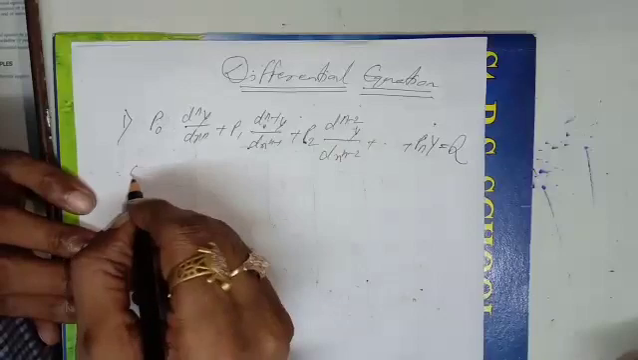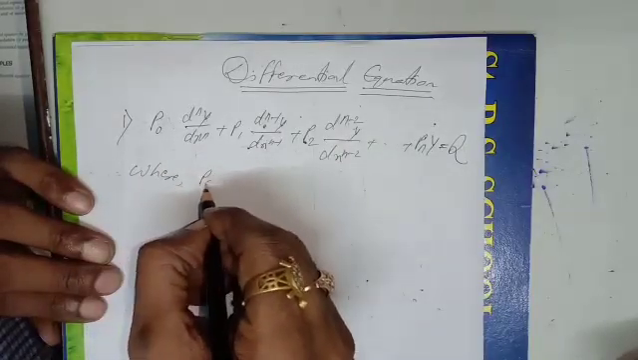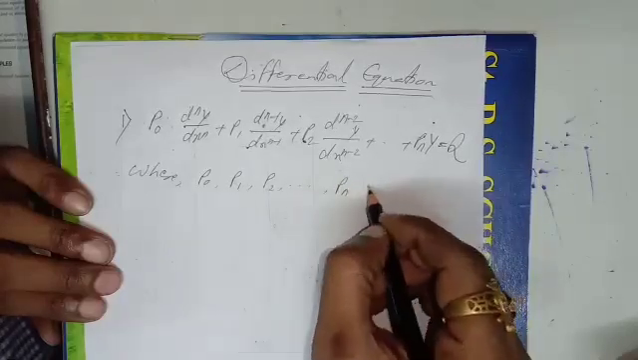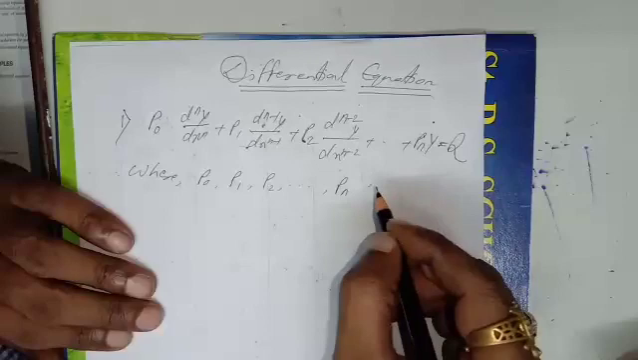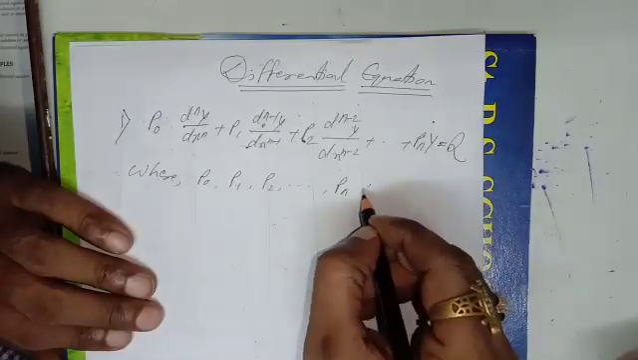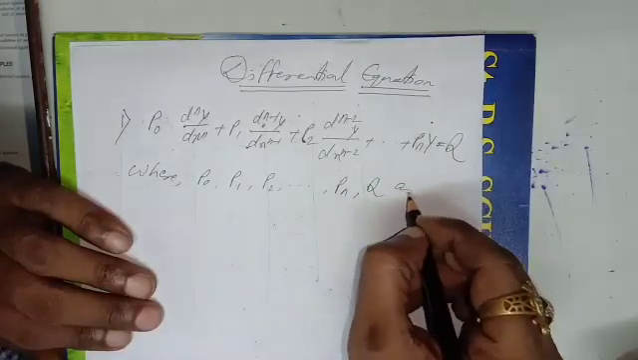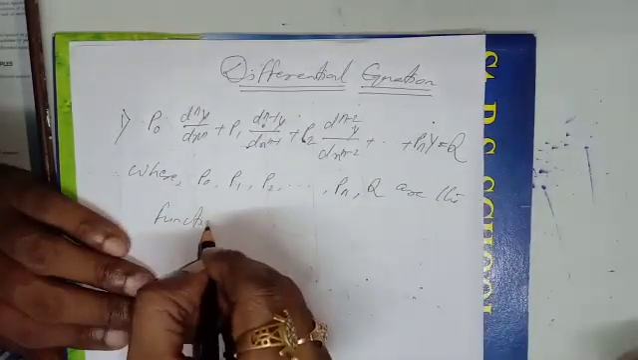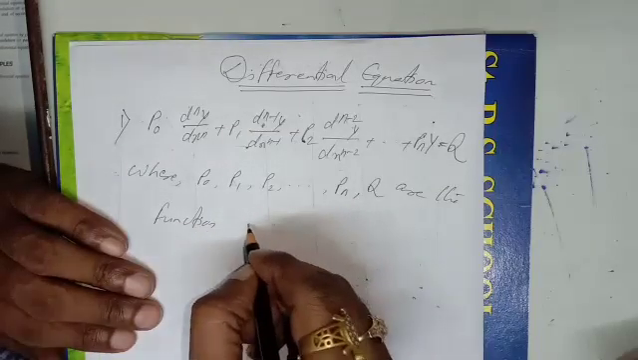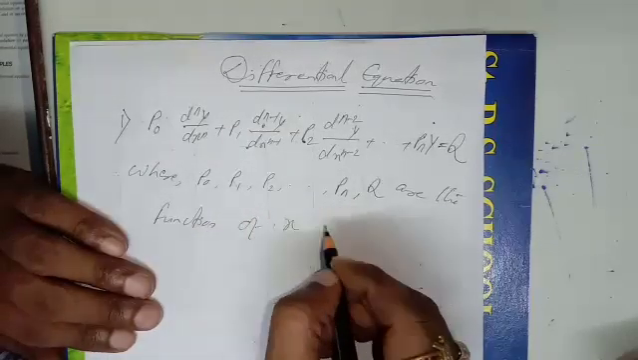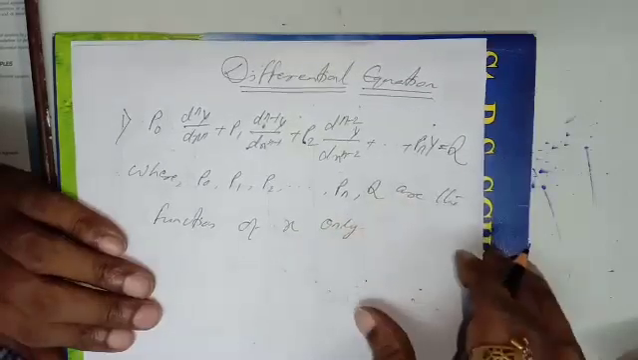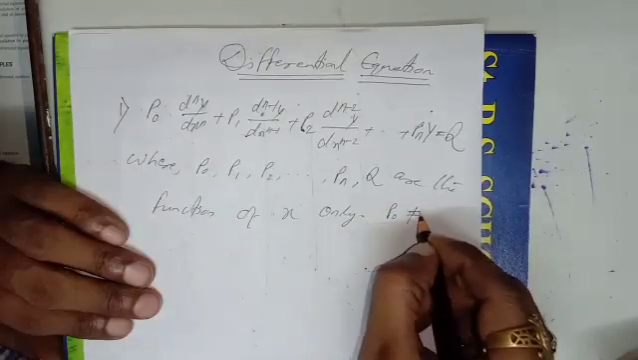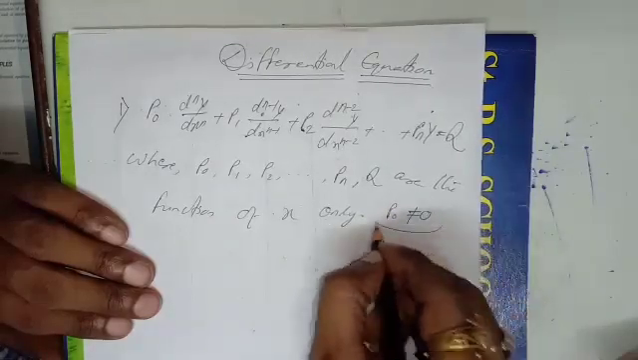Where p0, p1, p2 up to pn, and q also, are functions of x only. And p0 should not be equal to 0. This is the main part.